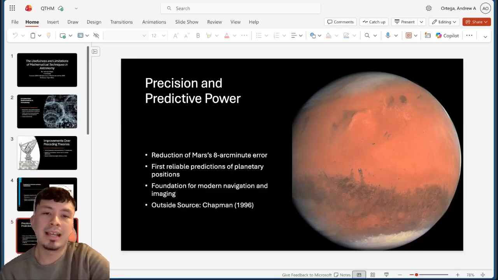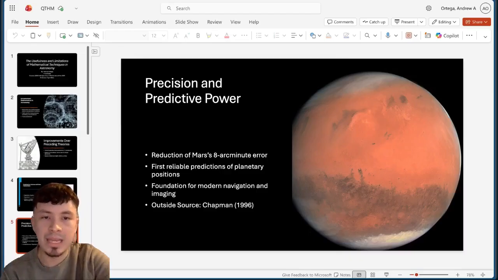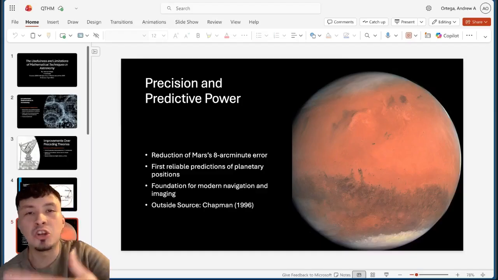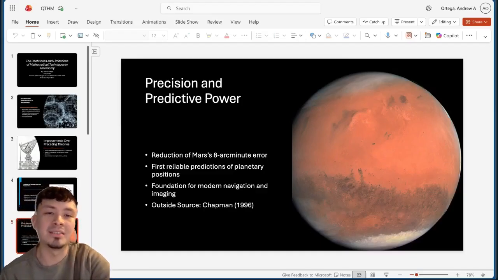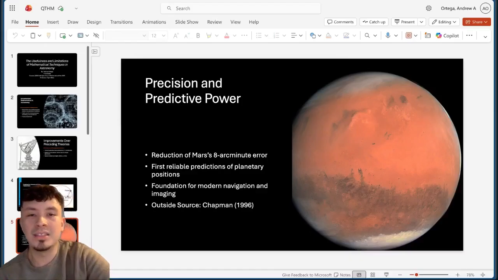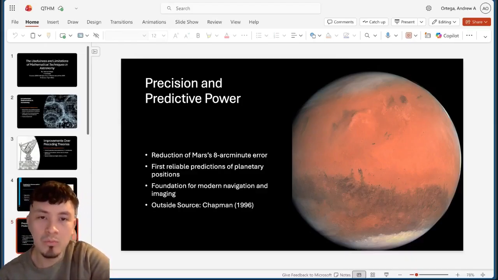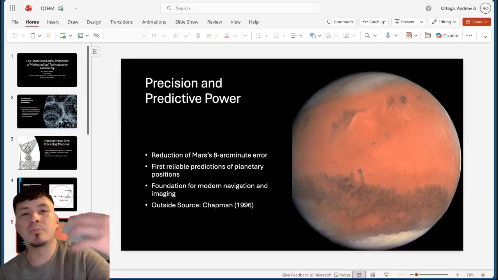And this is because Kepler was able to reduce Mars' orbital error by the 8 arc minute, right? There was a large discrepancy, enough that it invalidated the circular models that were already in existence, in favor of one using the ellipse. This improvement created the first mathematically reliable model of planetary predictions.